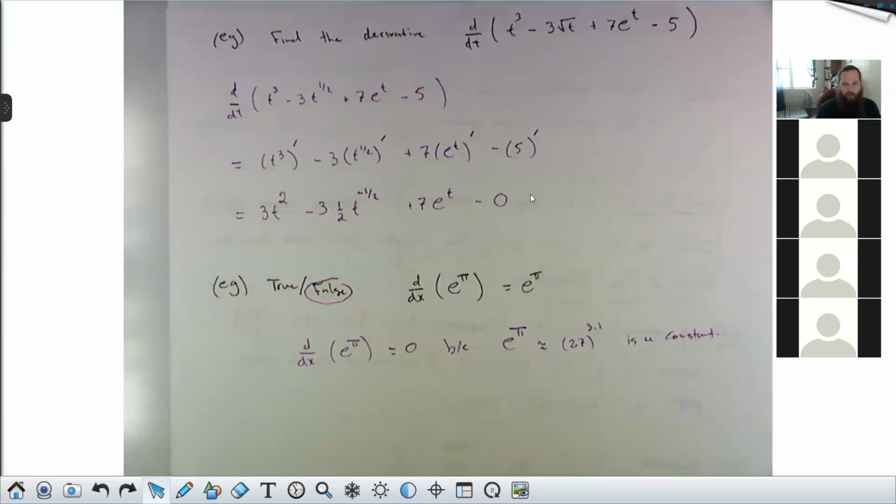There are some problems in your homework that are meant to suss out this sort of subtlety also. So it's not the case that every time you see an e and you're asked to differentiate, you're just going to copy down the same thing. You do need to think about it a little bit.